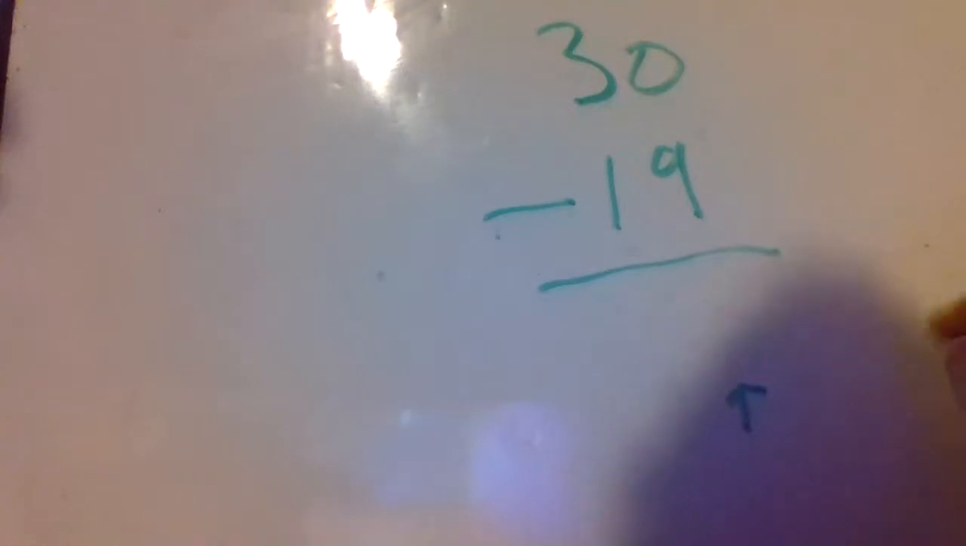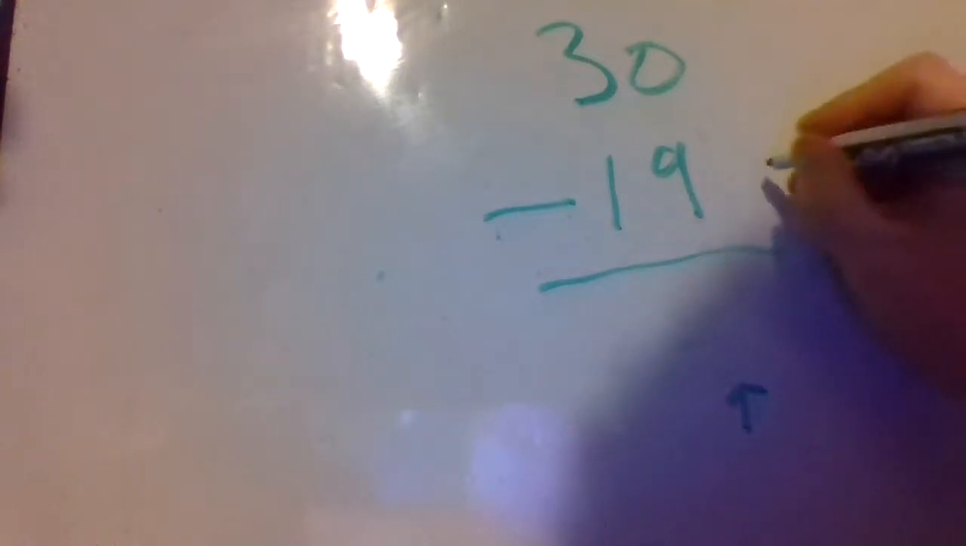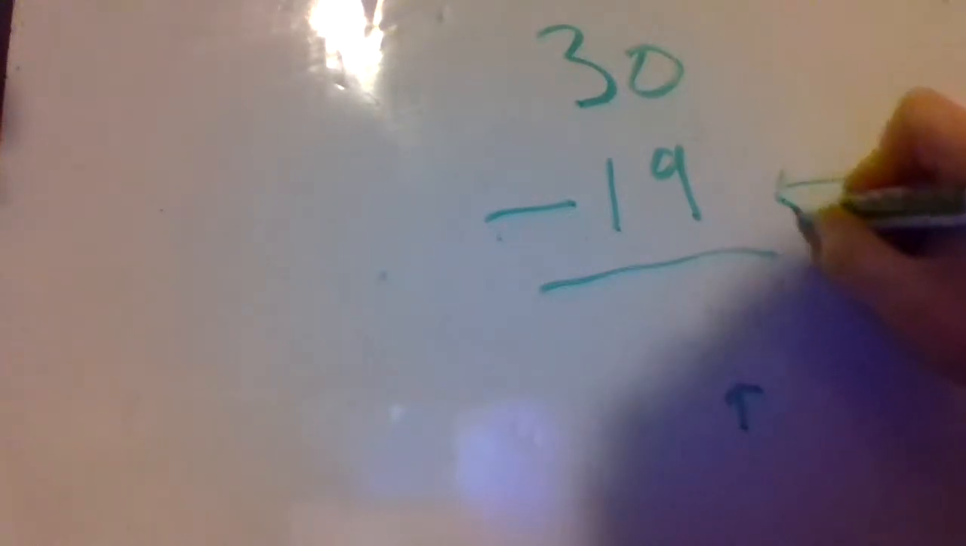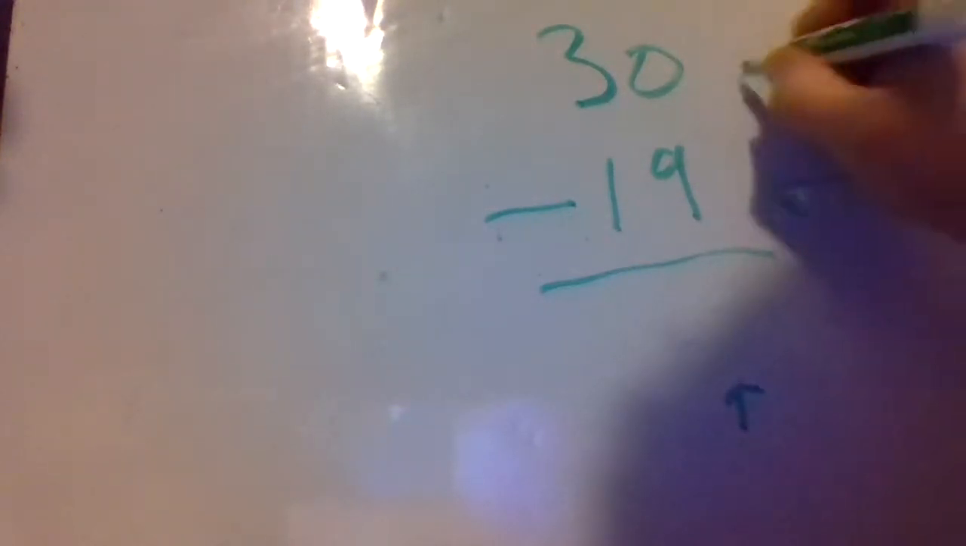So, now what's the first question we're going to ask ourselves? Is the bottom number right here bigger than the top? And in this case, it is. 9 is bigger than 0. So, we're going to have to go next door and ask our neighbor for a cup of sugar. So, the 0 goes next door and asks the 3 for a cup of sugar. 3, can I please have a cup of sugar?